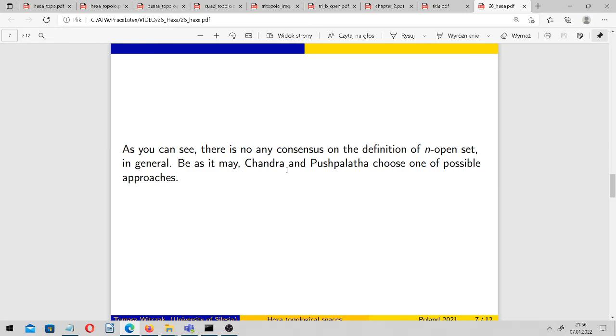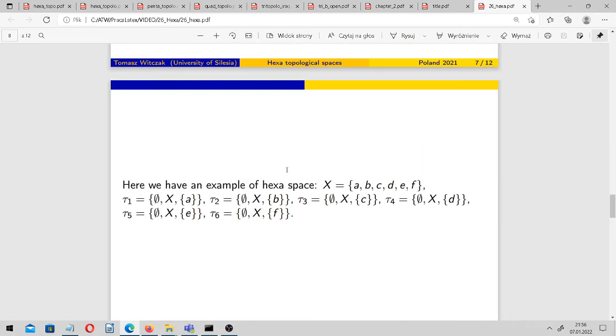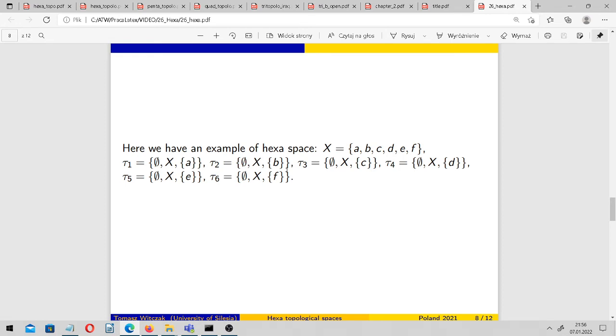Be that as it may, Chandra and Pushpalatha chose one of the possible approaches, and for example, they give this example of a hexa space. Well, rather a trivial one. We could say that it's something like a hexa mono-singleton space.